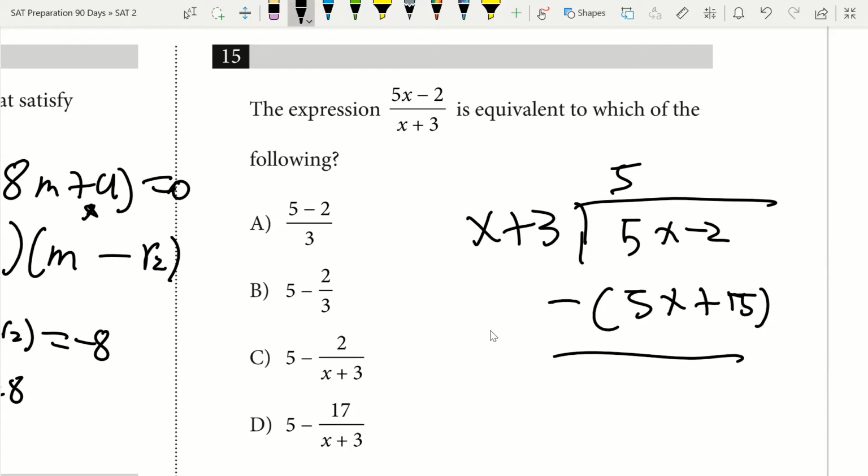5x minus 5x gives us 0. Negative 2 minus 15 gives me negative 17. That's going to be my remainder. My remainder is negative 17, which means my answer there is going to be D.